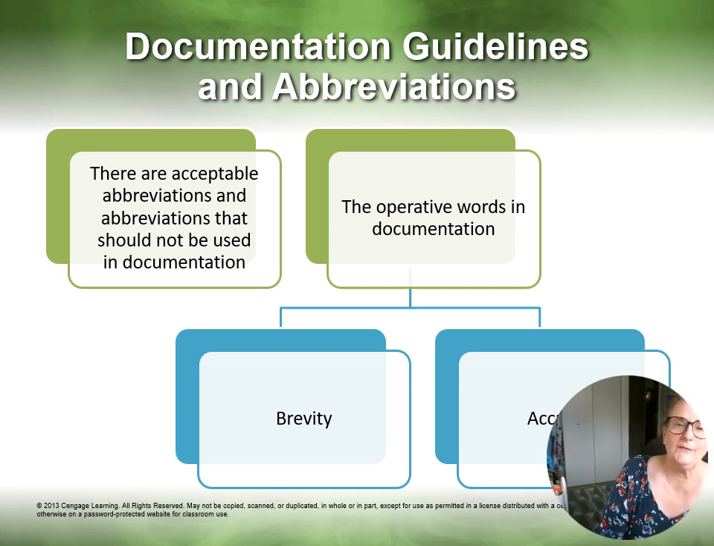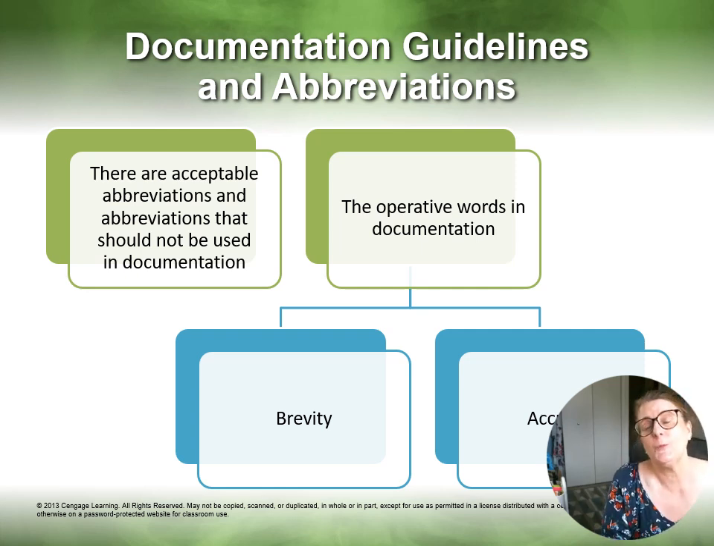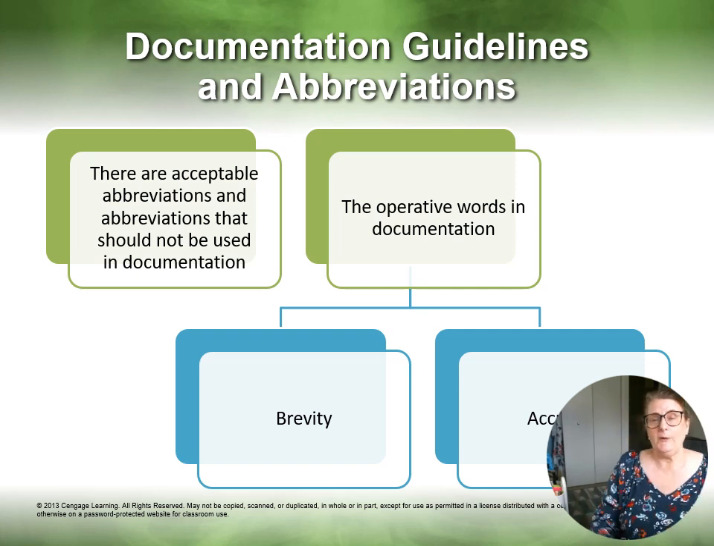Some documentation guidelines and abbreviations. Each hospital or acute care place will have a list of approved abbreviations. Make sure you only use abbreviations from the approved list. Some acceptable abbreviations are things like QID meaning 4 times a day, TID meaning 3 times a day, Q2 PRN meaning every 2 hours as needed. Most of those are pretty standard charting documentation. So you want to be accurate and brief when you document. And so using approved abbreviations helps with this.